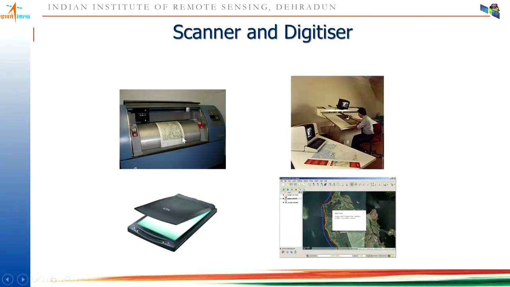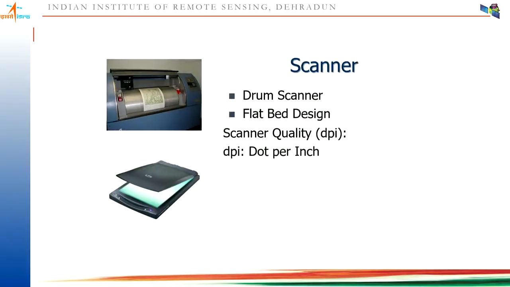So what is a scanner? A scanner is a special instrument which converts any paper based information to an image. If you have drawn maps, you have printed maps, or you have hand drawn writing, when you put it into a scanner, the output of the scanner will be an image, right?